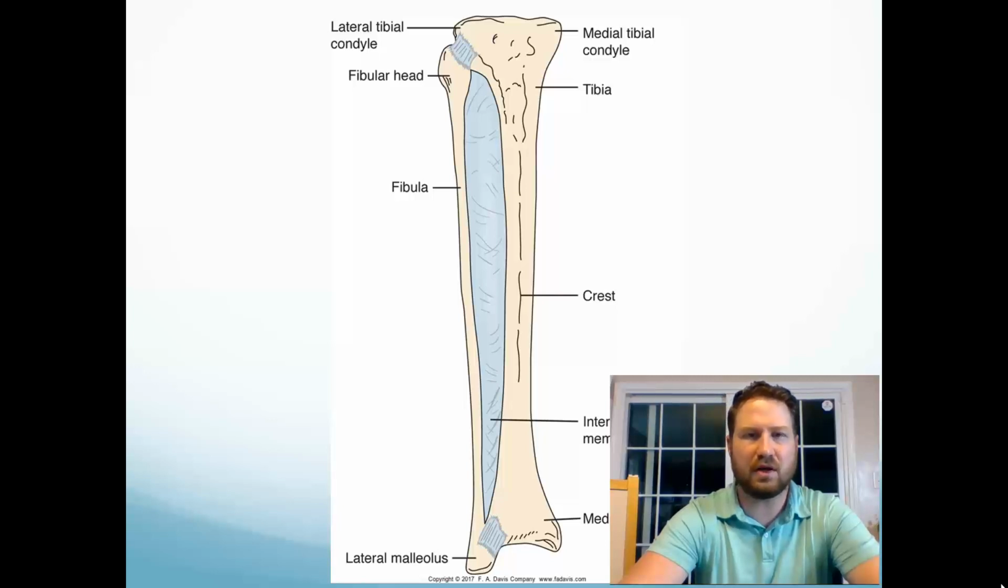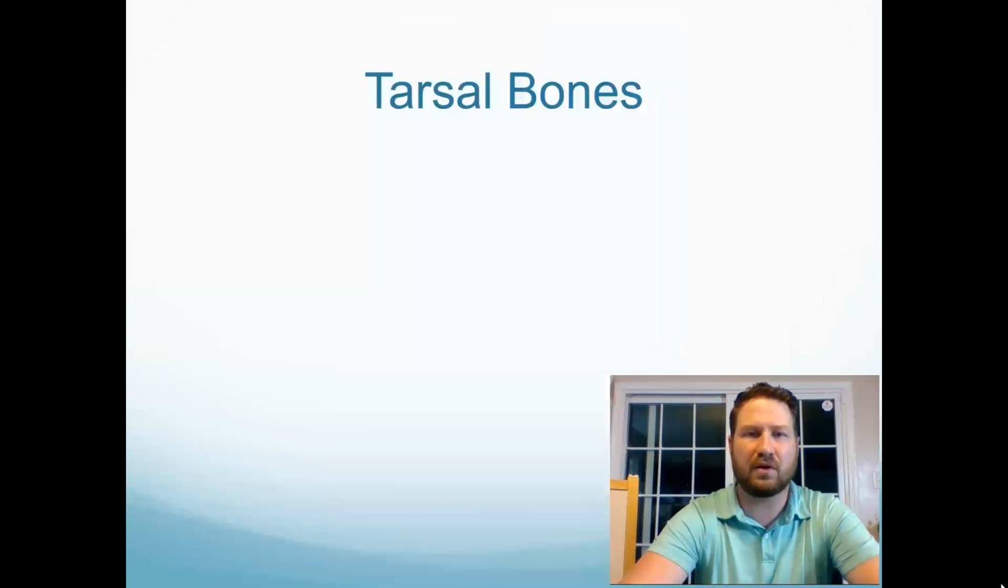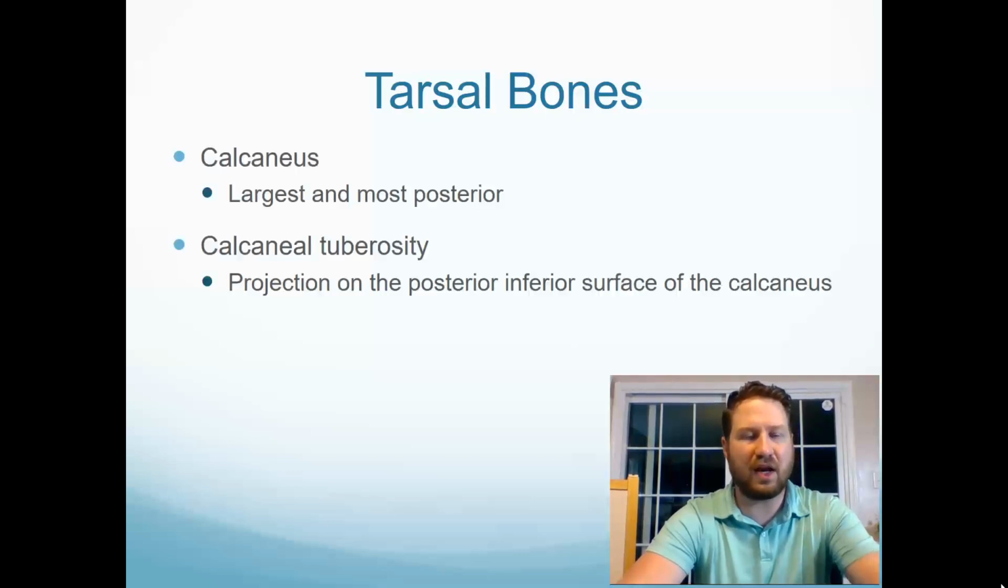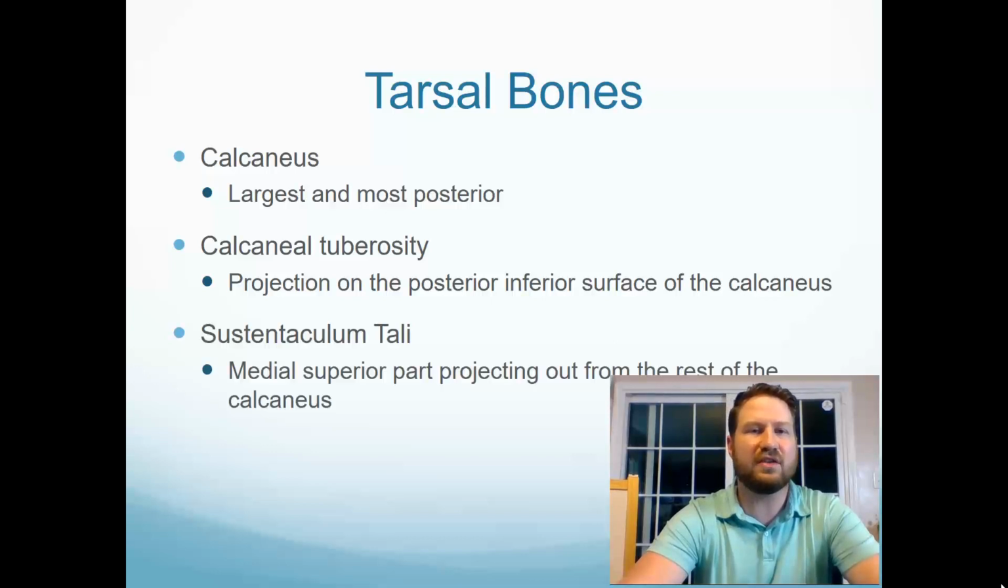Just a simple picture of the two bones with all the landmarks that we've talked about. And we're going to move into the tarsal bones. So these are everything that's more distal to the tib fib.